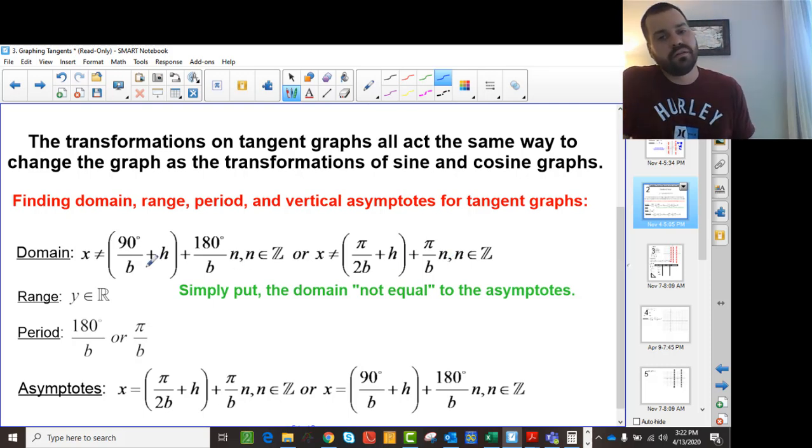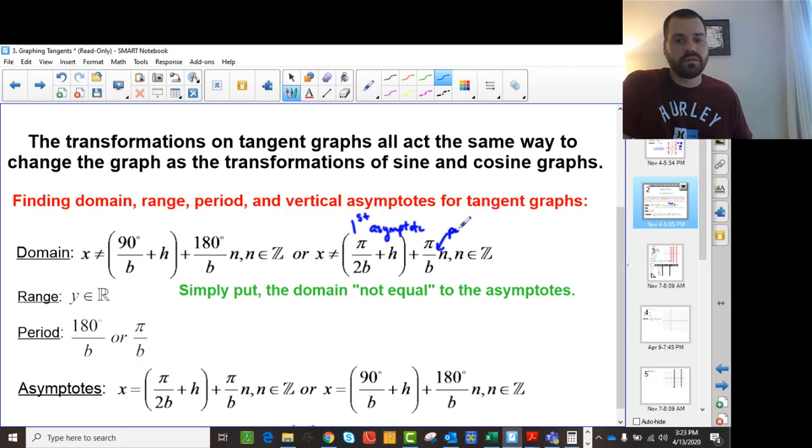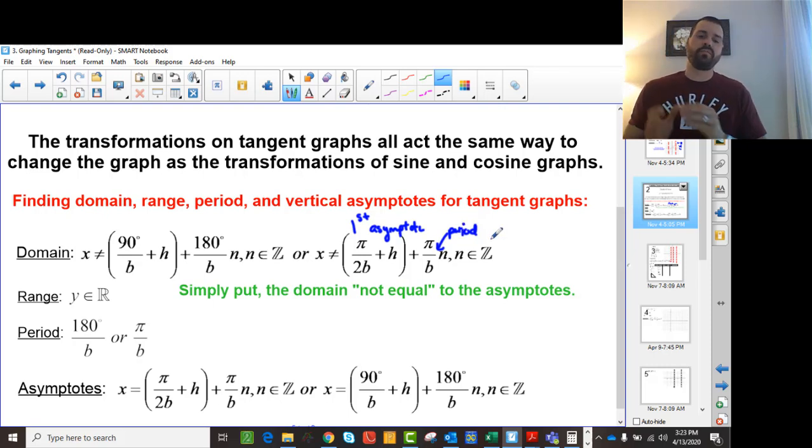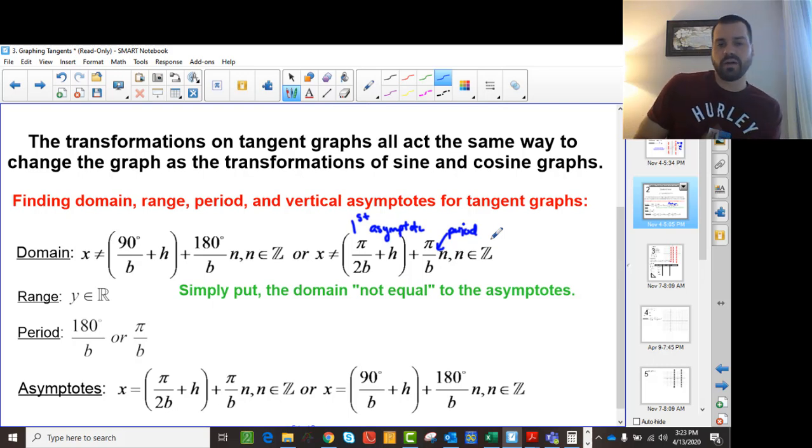It's very difficult sometimes to remember all of this formula. It's actually easier sometimes to just draw the graph of tangent and then notice where the asymptote is and say the domain is x can't be the asymptote plus the period times n. If you want to remember it this way, this is how I remember it. That's the first asymptote, and then pi over b is the period. So the domain is x can't be the first asymptote plus the period times n. That's how I remember it.